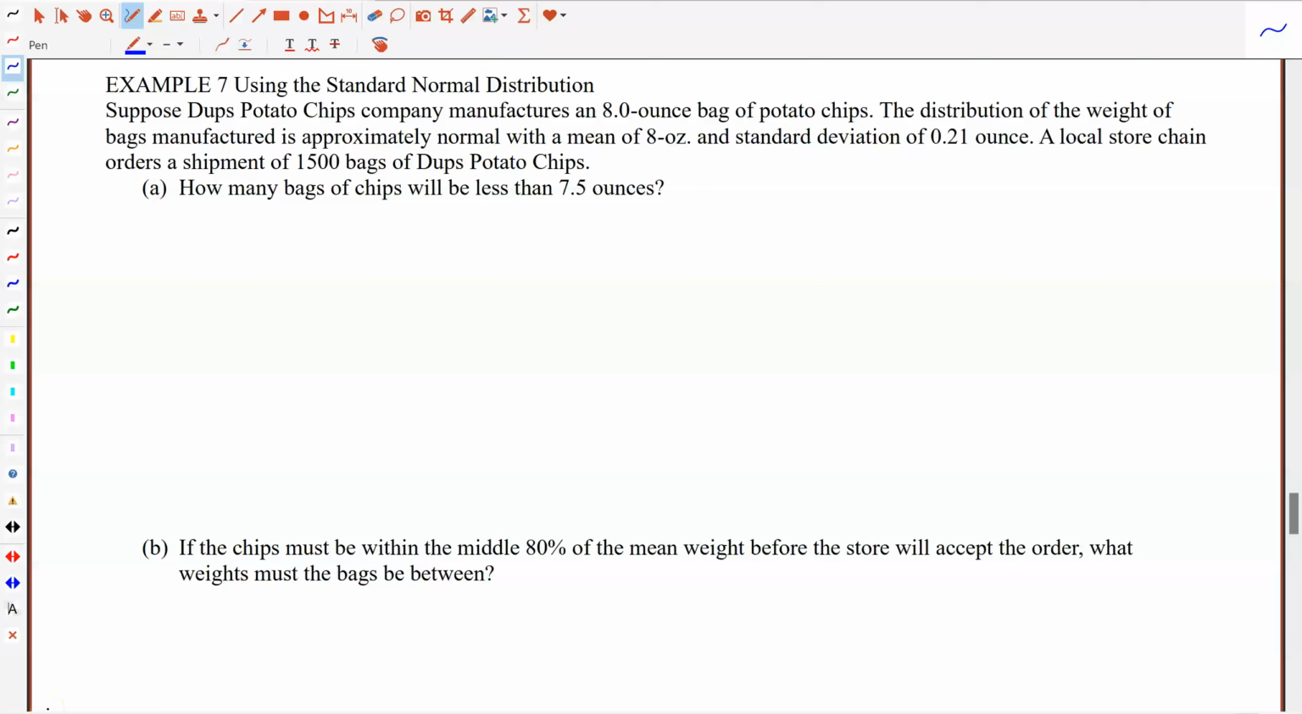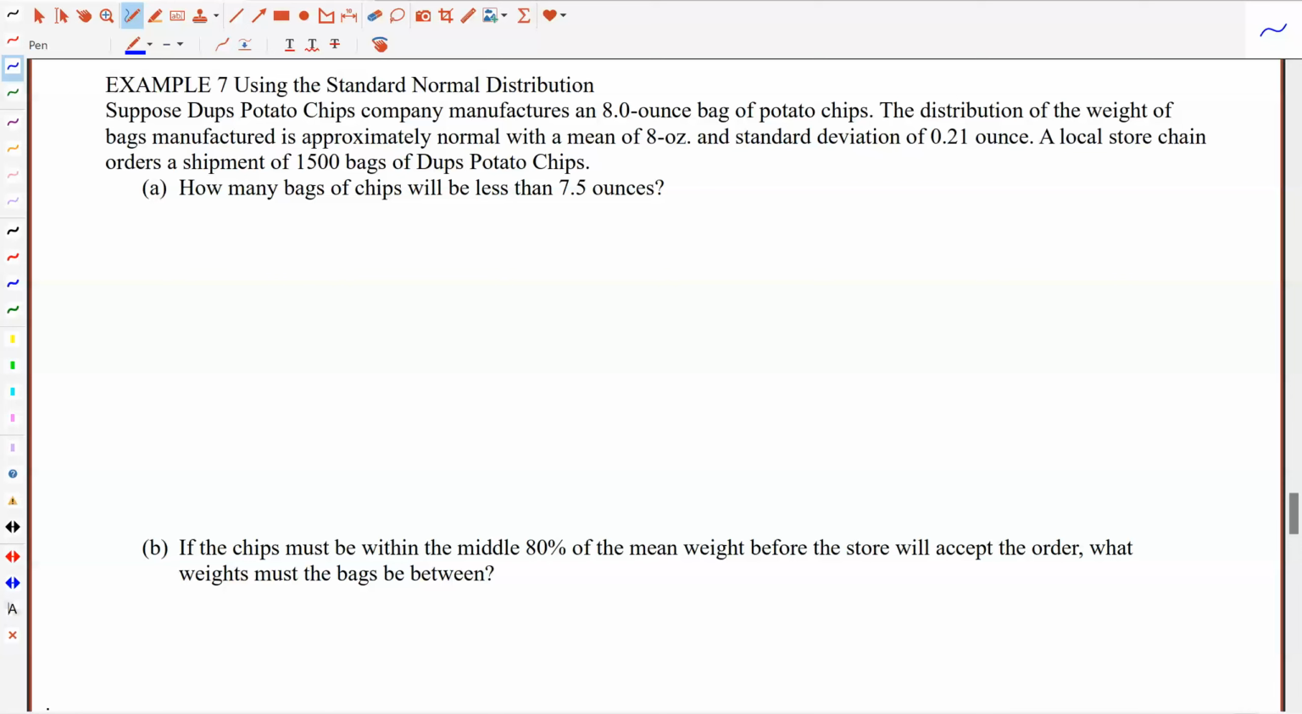In this example, we're going to look at an application of a normal distribution where we will take our original data values and convert them to z-scores and then find a corresponding area under the curve that will correspond to a proportion of items that satisfy a characteristic. Then we will be given a percentage that we need to hit, and we're going to find the data values that would ultimately create that percentage. And we're going to do all this using our table in order to find either the z-scores or the corresponding areas. So here we go.